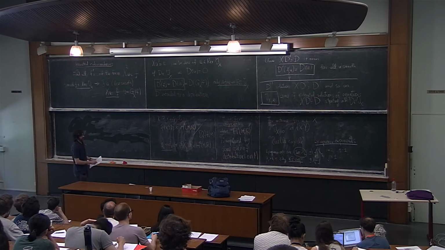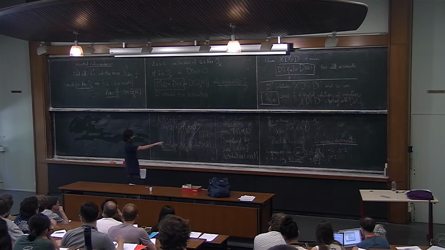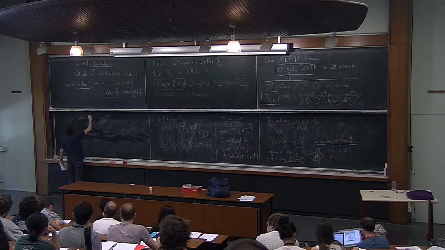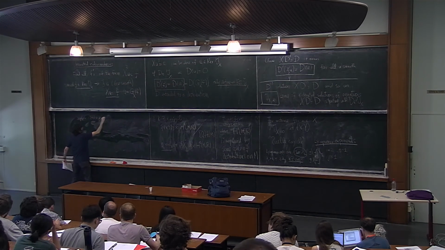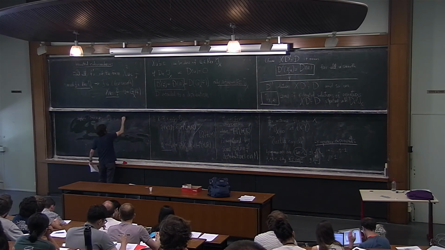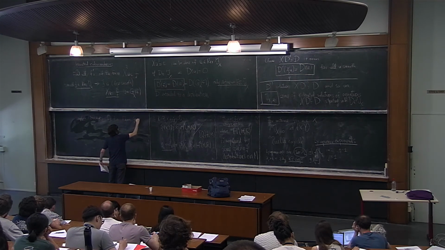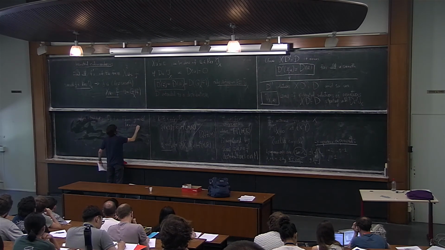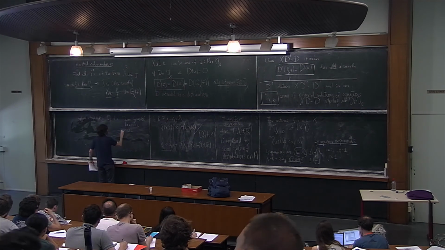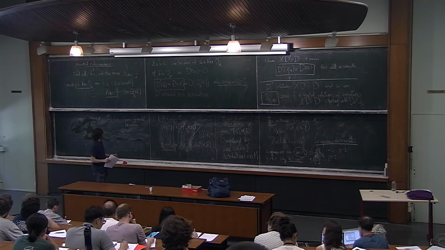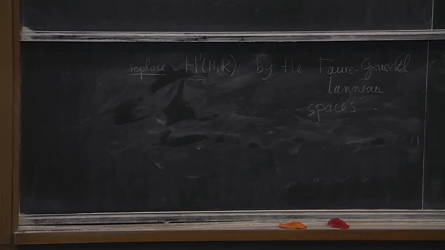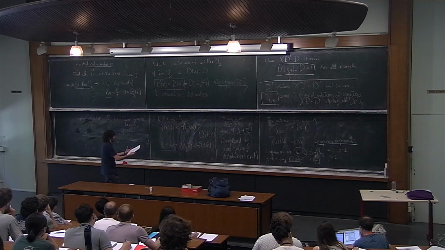but I think that it would be interesting, for instance, to replace this fiber, H1MR, by the Faure-Gouezel-Lanneau spaces. So the work of Faure, Gouezel, Lanneau is based on a definition of certain distributional spaces which are well adapted to the hyperbolic action of the pseudo-Anosov. And the main point is that the action of pseudo-Anosov is a quasi-compact operator. So, this is an important point.